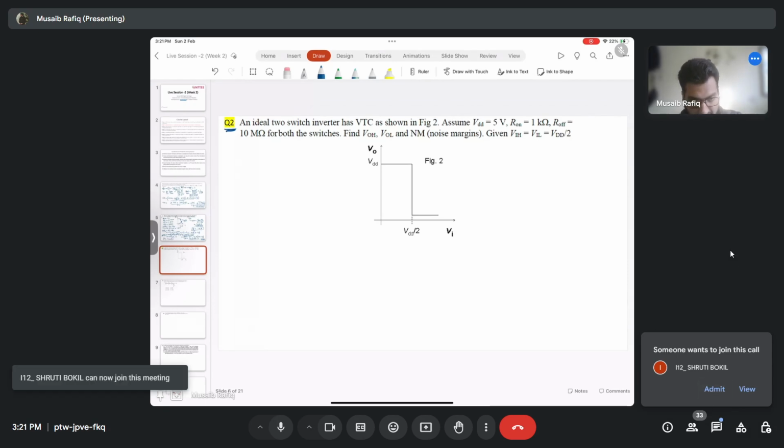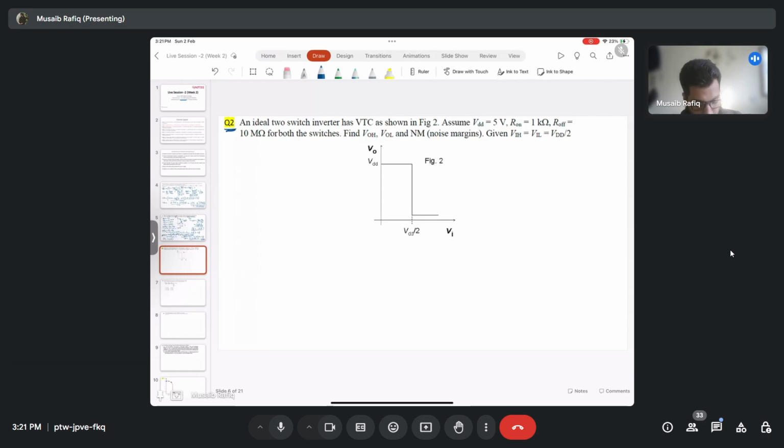The question states that an ideal two switch inverter has voltage transfer characteristics as shown in figure 2, that is here. Assume VDD equal to 5 volts, R on equal to 1 kilo ohm, R off equal to 10 mega ohm for both the switches. Once one of the devices is on, it has R on equal to 1 kilo ohm, and the other device has R off equal to 10 mega ohm. It's symmetric. Then you need to find VOH, VOL and the noise margin, given VIH and VIL equal to VDD by 2.